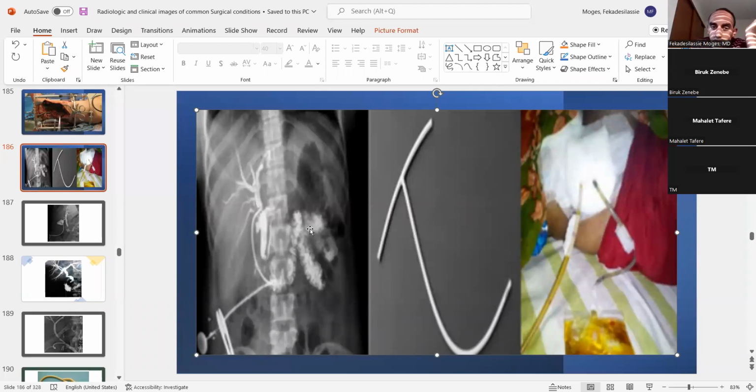Is it patent or not? Is the CBD patent or not, guys? Yes or no? Quick answer. Whether you are in the library or at home or in a hotel or in a palace, you can type, right? Yeah, the answer, that's what I expected, Bethlehem. Thank you. Yes, it is, because we do see the contrast coming into the parts of the small bowel, right?